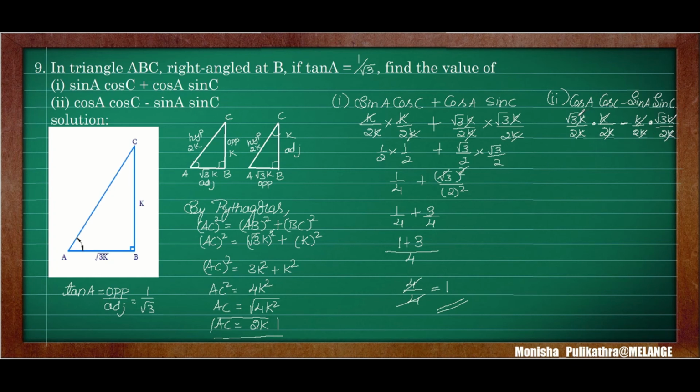So remaining is root 3 into 1, root 3 whole divided by 2 into 2 is 4, minus root 3 into 1 is root 3 by 2 into 2 is 4. So root 3 by 4, root 3 by 4 get cancelled each other. The remaining will be 0. So one thing you have to keep in mind. If you cancel root 3 by 4 minus root 3 by 4, the remaining will be like 1 minus 1. So 1 minus 1 will be 0.